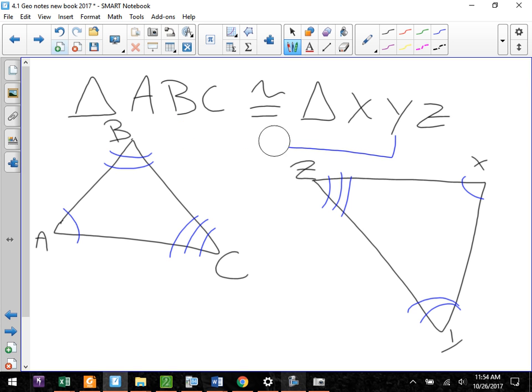So that's what that looks like. That's your angles. How many letters do you use when you're talking about segments?